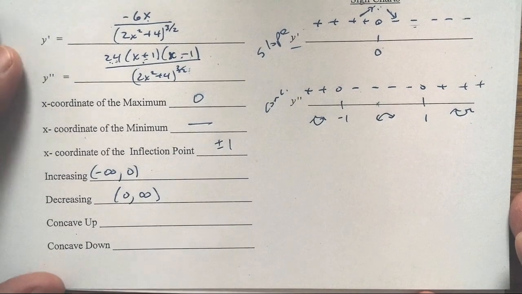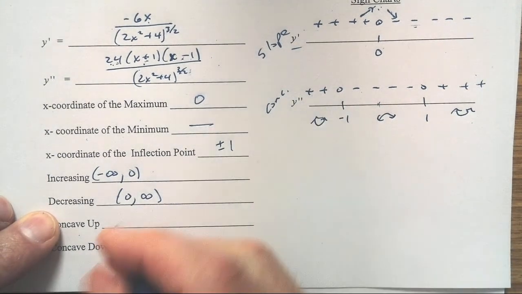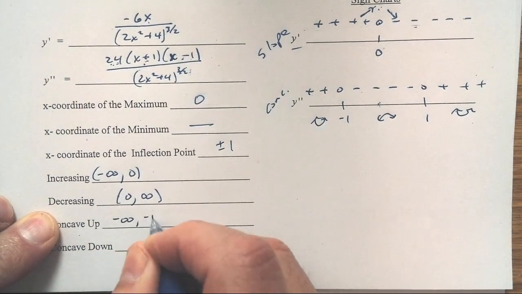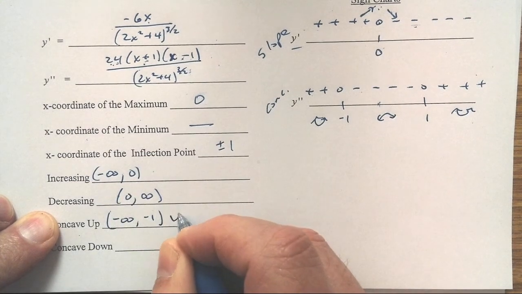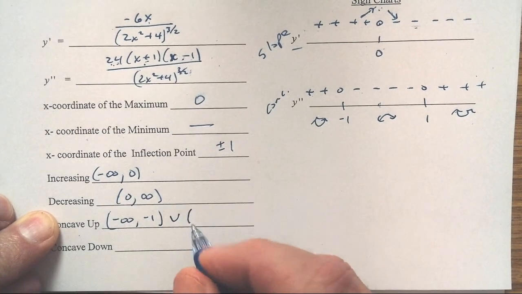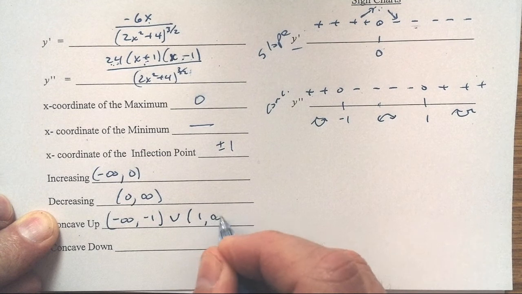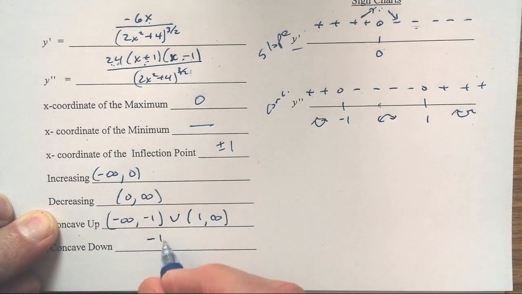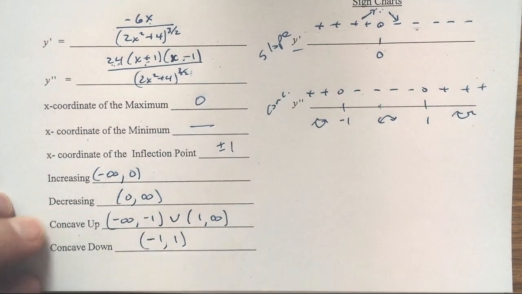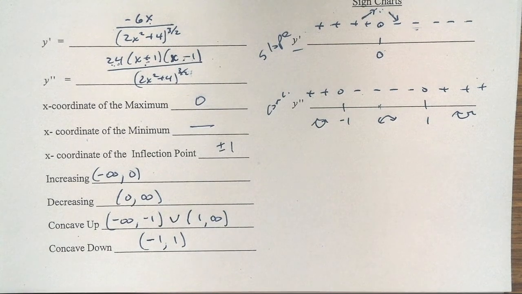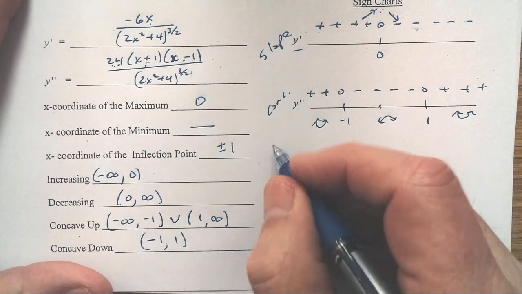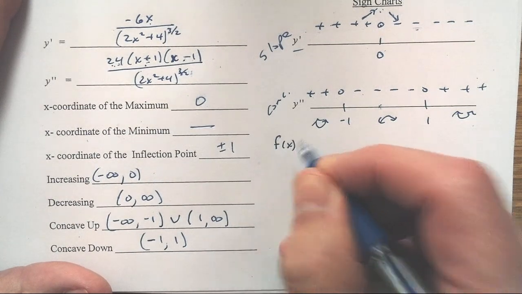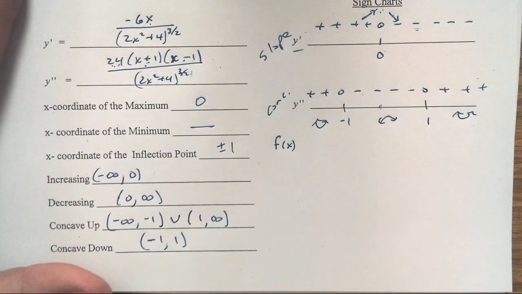And concave up from negative infinity to negative 1. We're doing a pretty good job getting our union symbols in, almost everybody, in union with 1 to infinity, concave down, negative 1 to 1. And all that's left is the graph. And guys, we should be able to get the graph. That's been costly to a couple people that do the calculus part really well, but now we have to interpret.